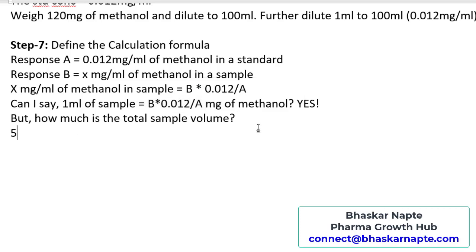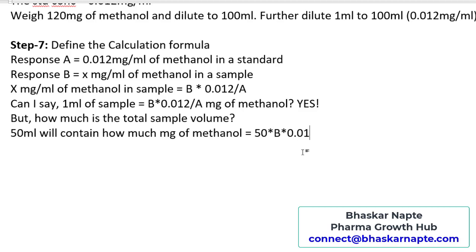So this 50 ml will contain how much mg of methanol? 1 ml contains B into 0.012 divided by A mg of methanol. Then the 50 ml will contain how much? Will you be able to do that calculation? It is just multiply by 50. So can I say that 50 into B into 0.012 divided by A, that is the content of methanol in a 50 ml. That is the total volume of the sample dilution.